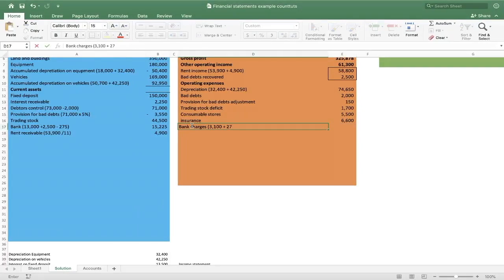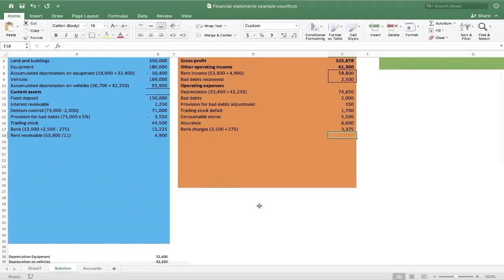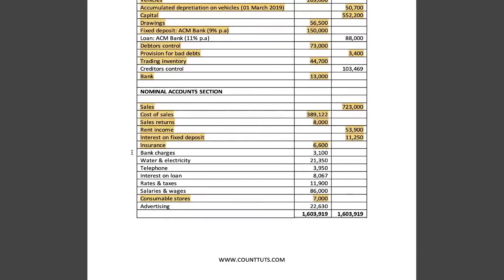Okay, so if you have any additional bank charges in your additional information, you need to add it to your bank charges. Okay, sometimes it's called service fees, sometimes it's called interest on overdraft, and so forth. Okay, so you will have those as bank charges, and the amount is 3,375. Then we can go back to our pre-adjustment trial balance and ensure that we highlight that one.